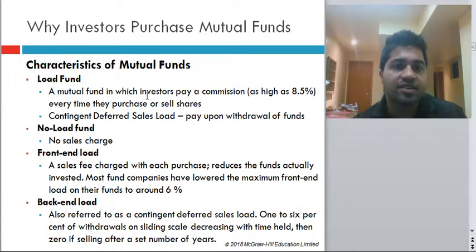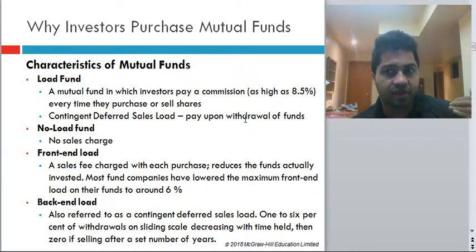A load fund is a mutual fund in which investors pay a commission. It can be as high as 8.5% every time they purchase or sell shares. Contingent deferred sales load: generally you don't pay when you buy, but you pay when you sell. No load funds: there are no sales charges in buying and selling.